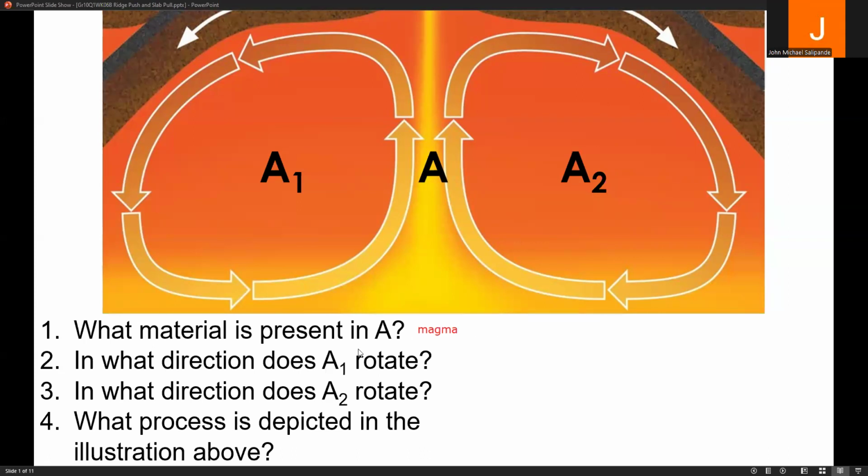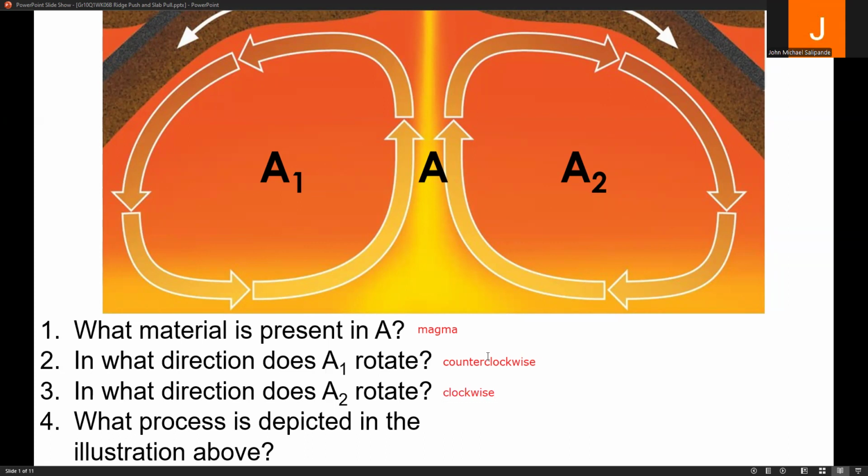Number two, in what direction does A1 rotate? A1 rotates in a counterclockwise position. Number three, in what direction does A2 rotate? A2 rotates in a clockwise position.